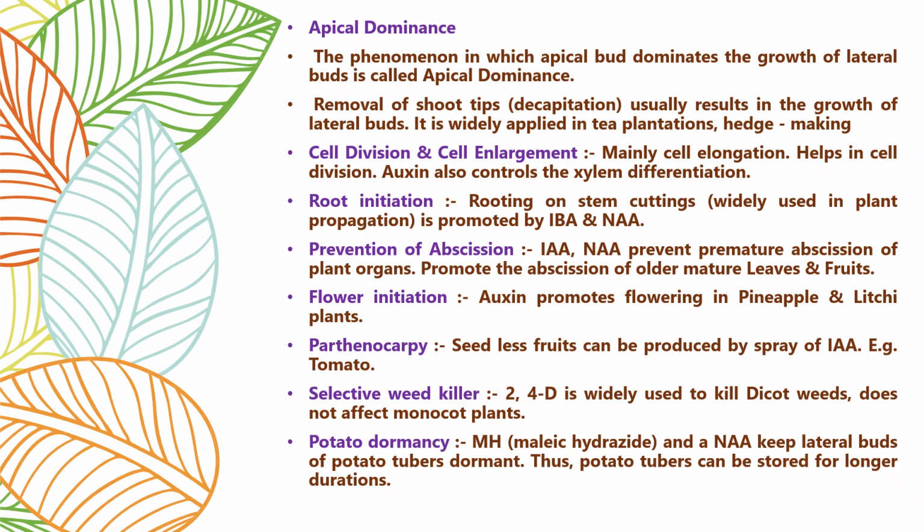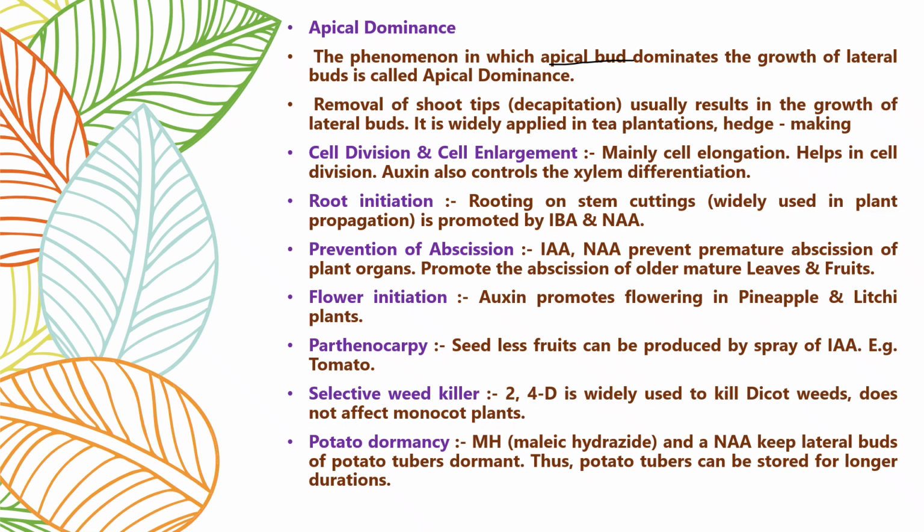Now let's learn about the function of auxin. First function is apical dominance. As we all know, auxin is synthesized in the tip of the plant. So if we want to grow the lateral buds, we have to cut or remove the tip of the plant, because auxin inhibits the growth of lateral buds and it promotes the growth of apical buds.